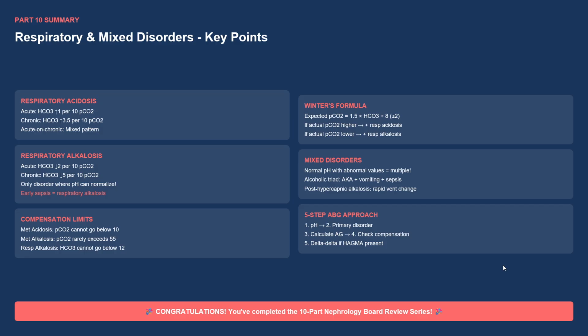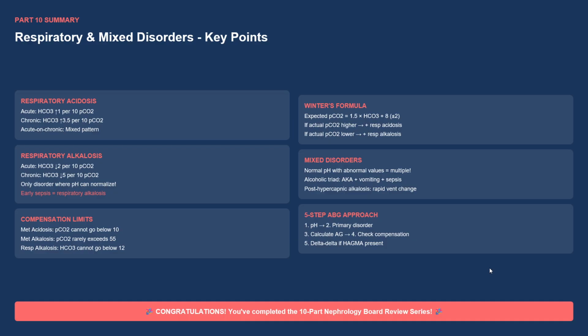For chronic respiratory disorders, remember that compensation depends on timing. In respiratory acidosis, bicarbonate rises slightly in acute settings, but rises much more with chronic adaptation. In respiratory alkalosis, bicarbonate falls, and with chronic compensation, the pH can sometimes even return to normal. Also, remember early sepsis often presents first with respiratory alkalosis before metabolic abnormalities develop.